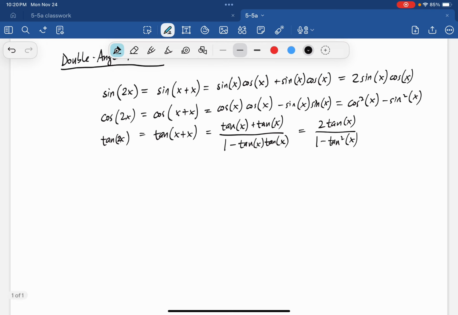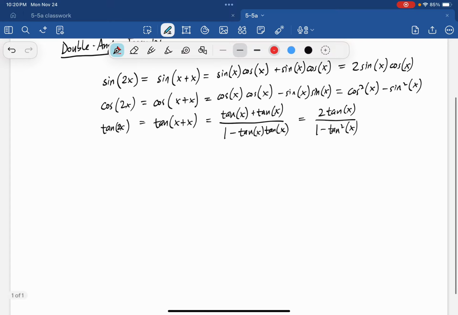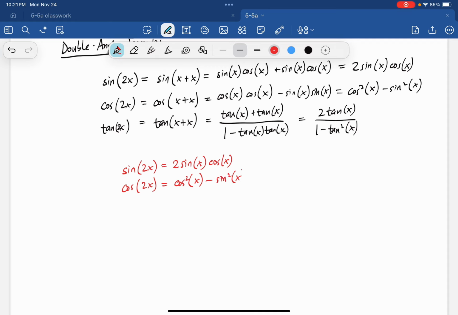I'll write this a little more concisely on the bottom. Okay, double angle formulas, they do have to be memorized. Sine of 2x is 2 sine x cosine x. Cosine 2x is equal to cosine squared of x minus sine squared of x. And then tangent of 2x is equal to 2 tangent x over 1 minus tangent squared x. Okay, so make sure you have those memorized.